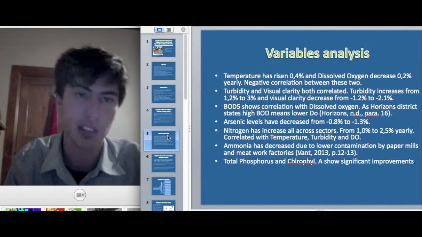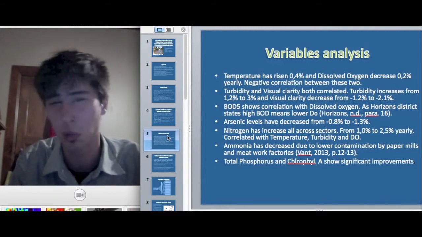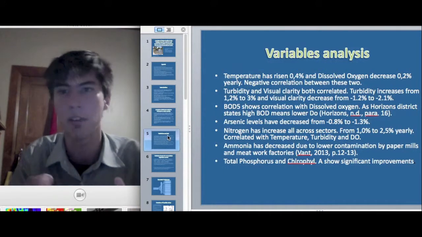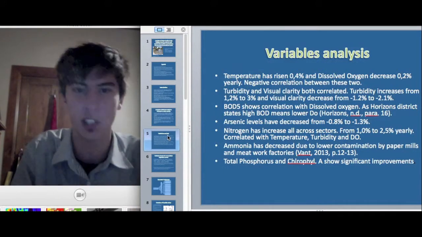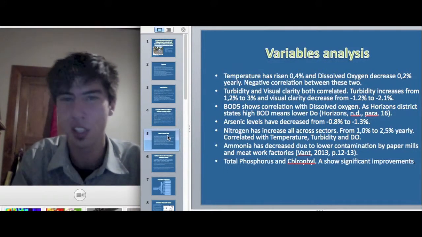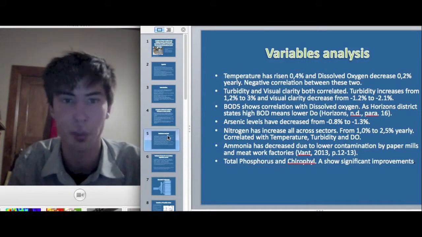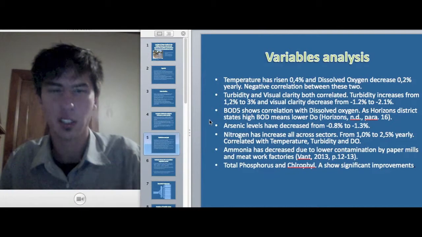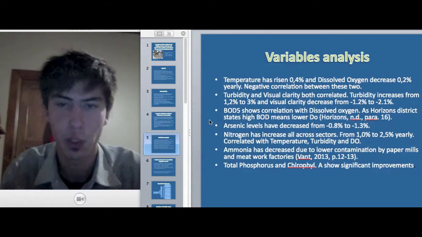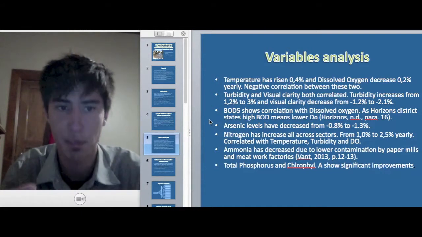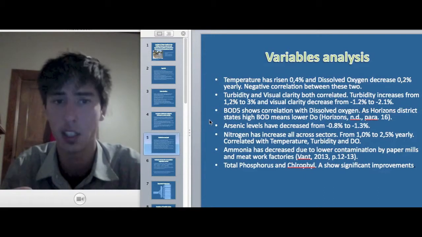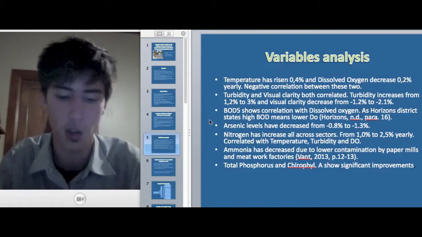Arsenic levels have decreased from 0.8% to 1.3%, so we know that they have improved. We won't really look into much detail on this one, but the higher amounts of arsenic that you could probably identify will be in Taupo due to geothermal activity. So the amount of dissolved oxygen will drop significantly, which is exactly what we saw as well, that it has dropped throughout the past 20 years.